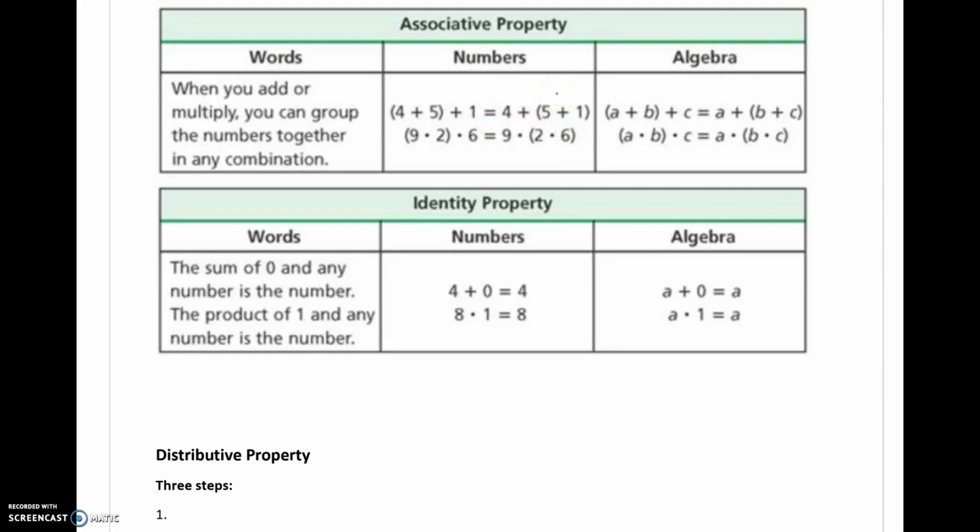What about multiplication? Same concept here. 9 times 2 gives us 18, and then we have times 6. That is the same thing as, let's see, 2 times 6 is 12, sorry. So we have 9 times 12 and 18 times 6. And those are going to equal the same thing. 18 times 6 is 108. 9 times 12 is also 108. Okay? So again, the numbers didn't switch around, the parentheses did. How we grouped the numbers changed.